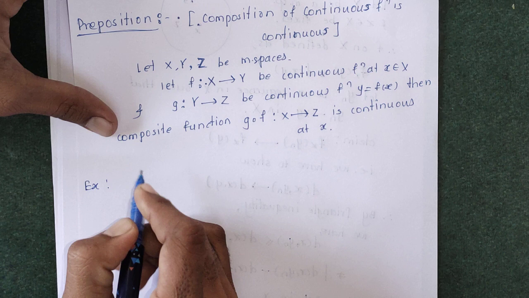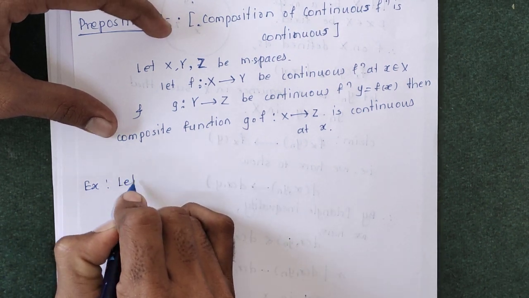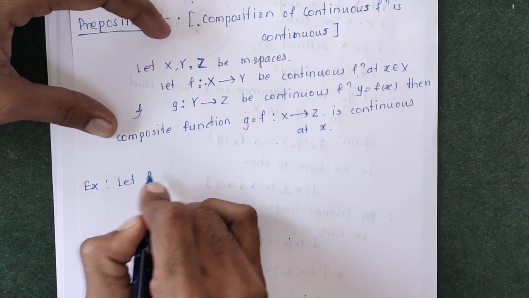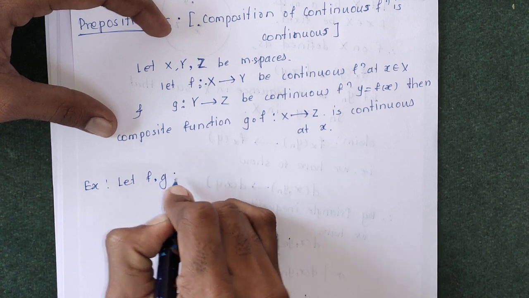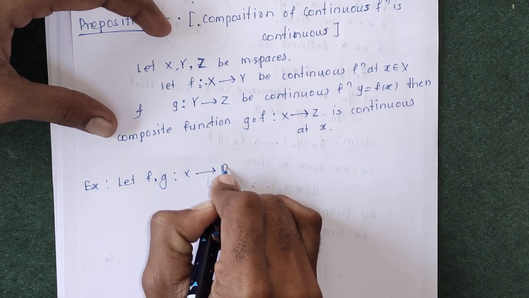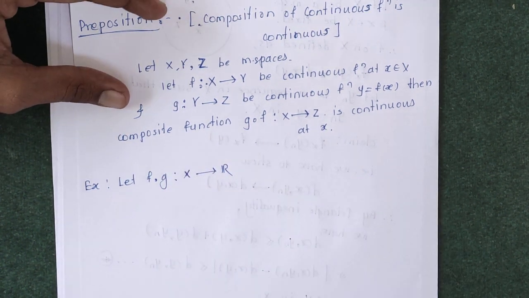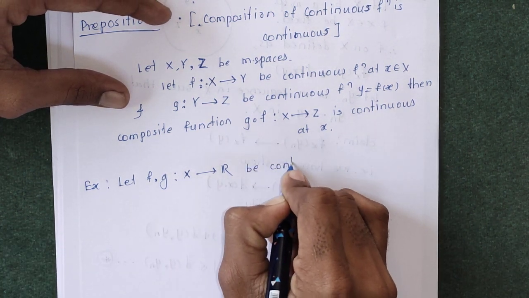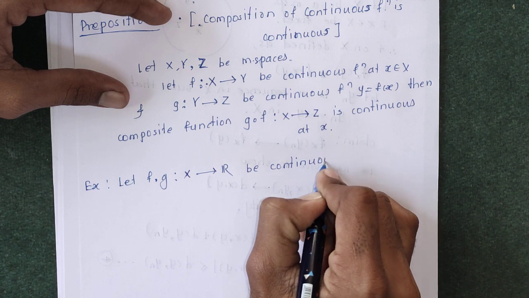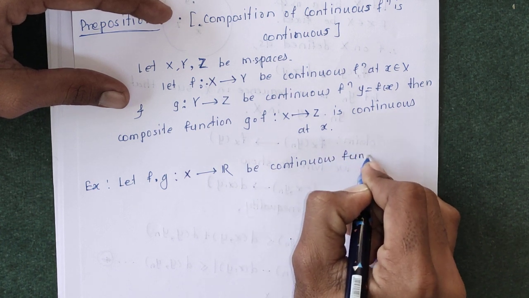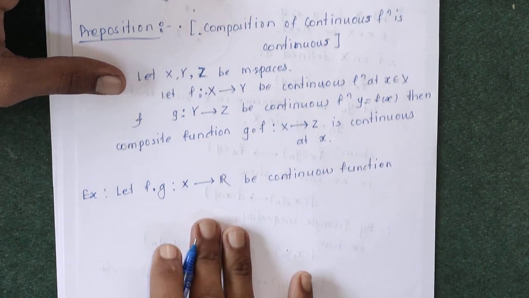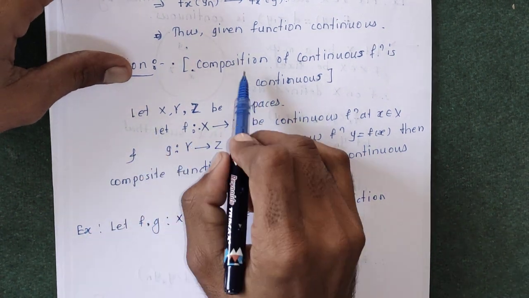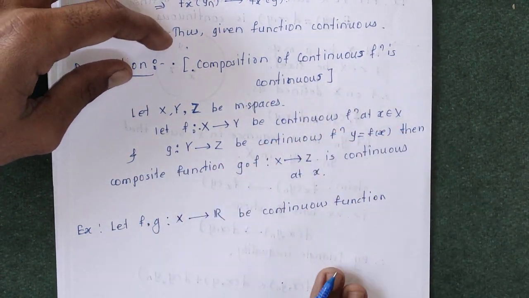So the first example is: let f, g be two functions from some metric space to R, and be continuous functions. This proposition can be asked in multiple choice questions: is the composition of two continuous functions continuous or not?